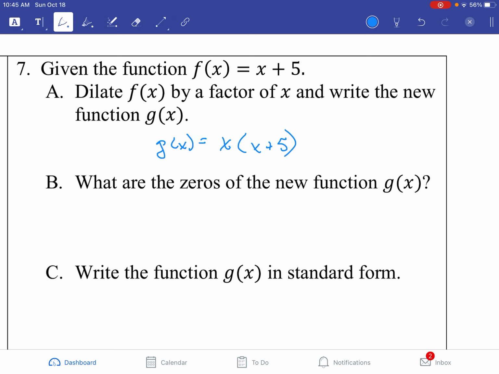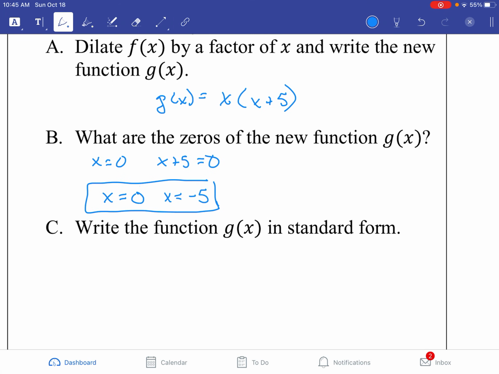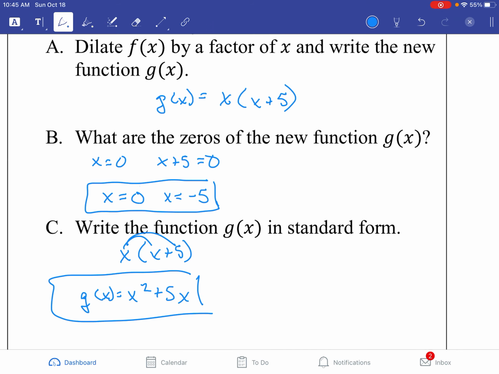Next, what are the zeros? You take our factors, the x and the x plus 5, set them both equal to 0, and solve them for x. So x will equal 0 and x will equal negative 5. That is it. When it says write the function g of x in standard form, now you have to multiply it out. So x and x plus 5. We multiply this through to get x squared plus 5x, and put the g of x out in front. And now it's in standard form.